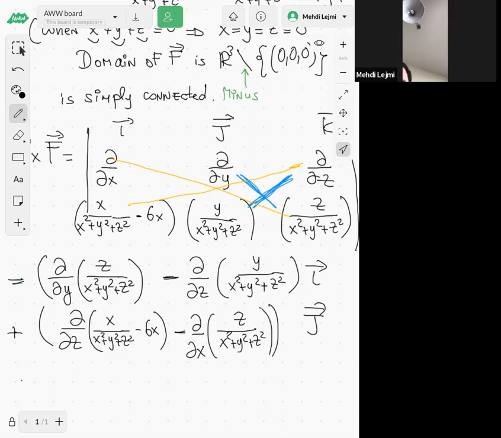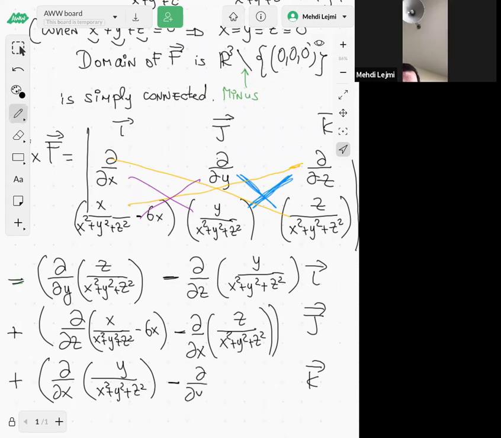And the last component, k. For k, I'm going to cross multiply these terms here. So that's partial x of y over x squared plus y squared plus z squared, minus the derivative with respect to y of x over x squared plus y squared plus z squared, minus 6x.